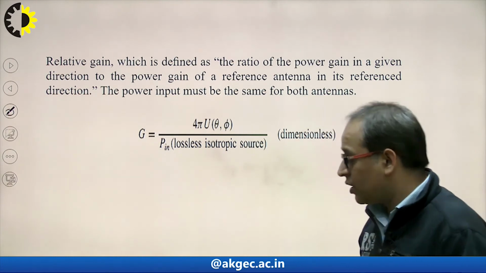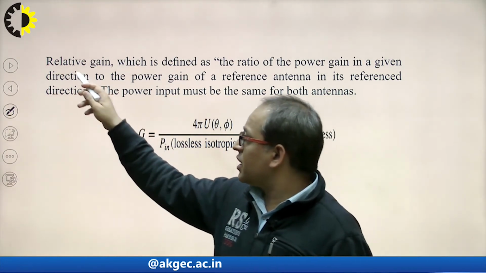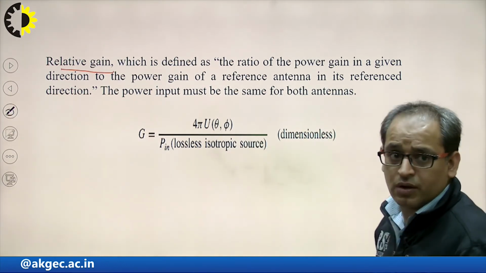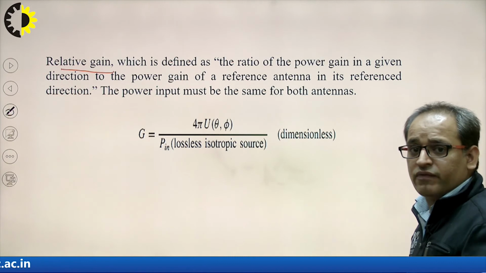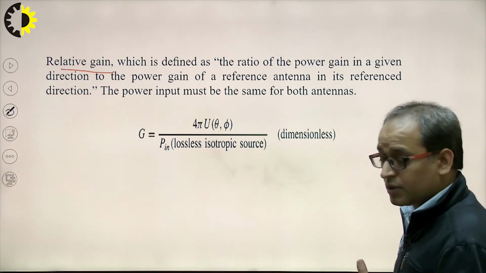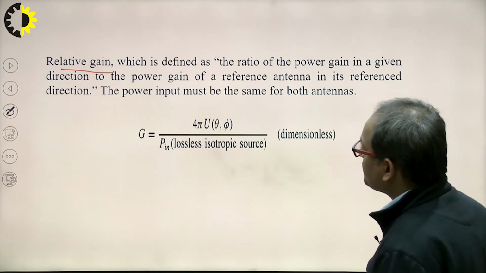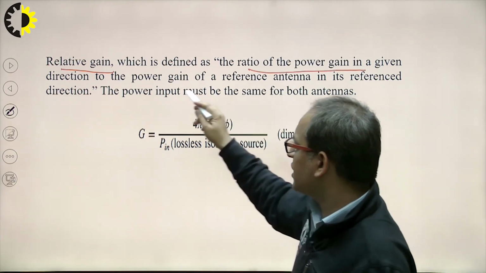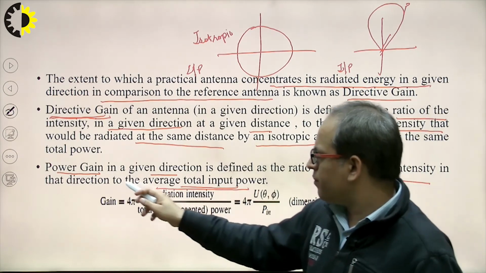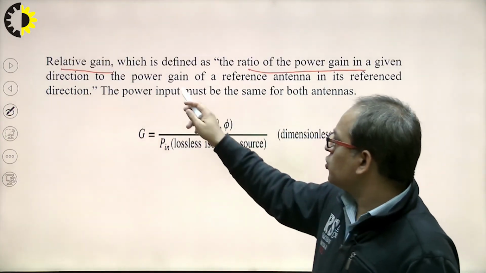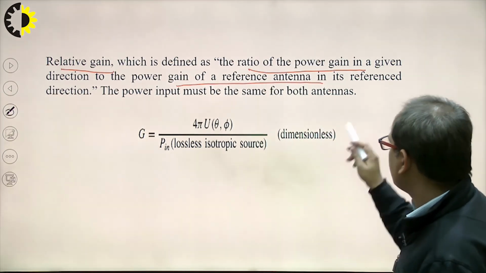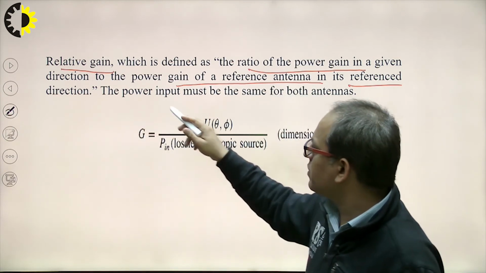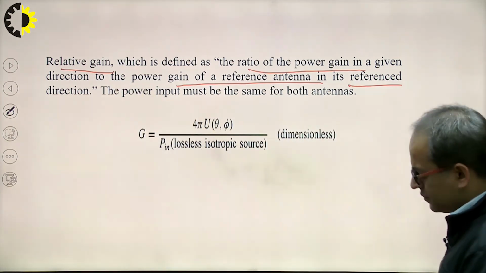that will be its power gain. Now another one is the relative gain. Relative gain I have already told you, the relative gain always comes out when there is a comparison between the reference antenna and the antenna under test, clear. So the relative gain is what? Ratio of the power gain in a given direction to the power gain of a reference antenna in its reference direction, means in that particular direction, that will be the relative gain, clear.